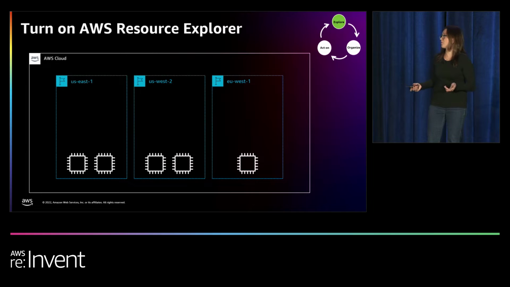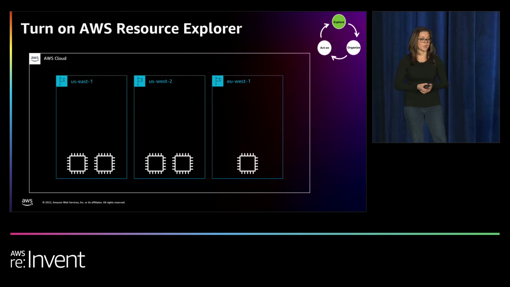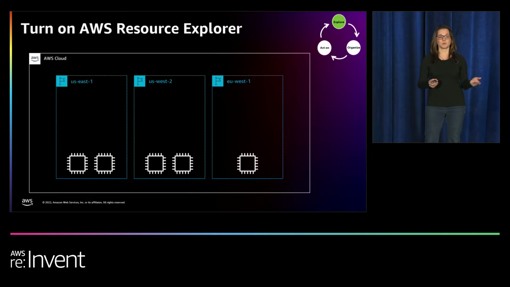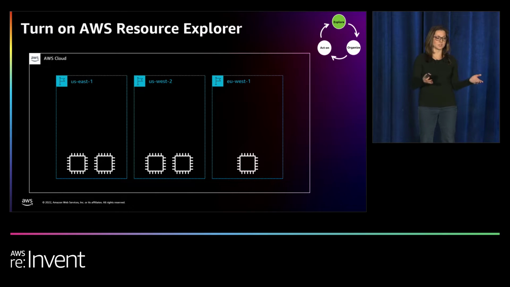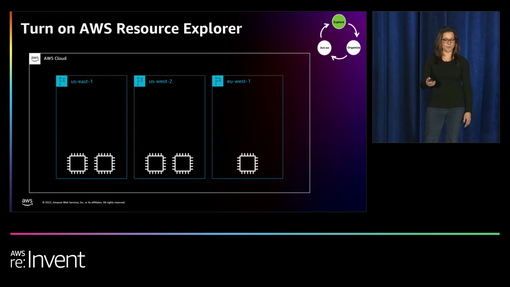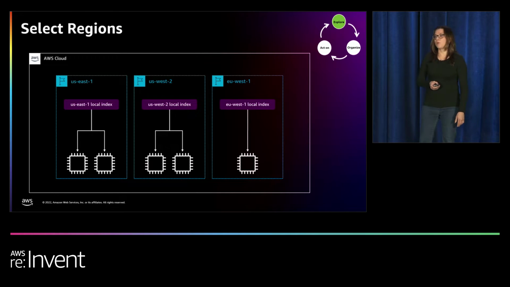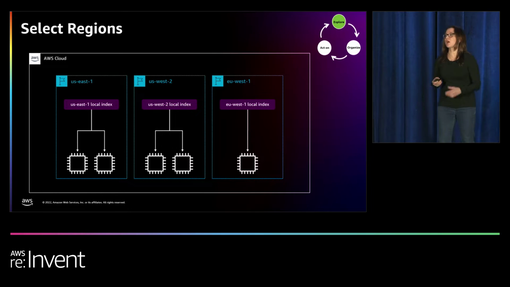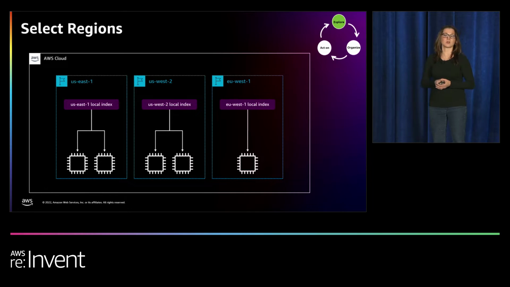So let's go through the administrative experience of Resource Explorer. So first, the administrator with the right privileges will go in and turn on AWS Resource Explorer. In this case, we turn it on for three regions, but you can turn it on across all the regions within your account. When you enable your Resource Explorer, a local index is created within every region. And the local index is a collection of information that Resource Explorer keeps around about your resources. And it helps with faster searches.